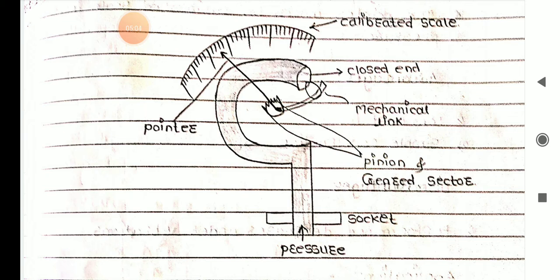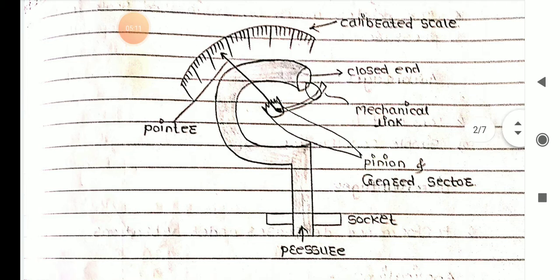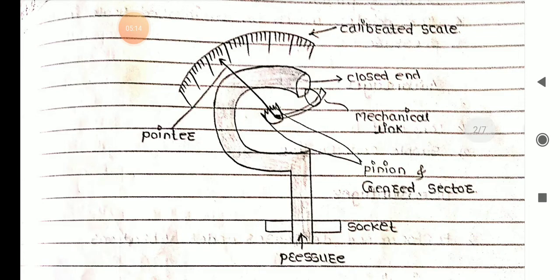First we will discuss the construction and working, and then we'll move on to the advantages, disadvantages and applications. As shown in the figure, the C-type Bourdon tube is made up of materials like copper, brass, stainless steel, phosphor bronze.